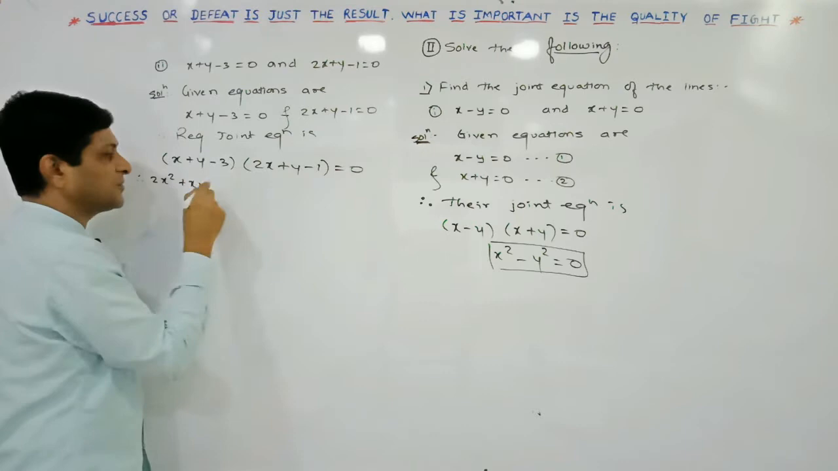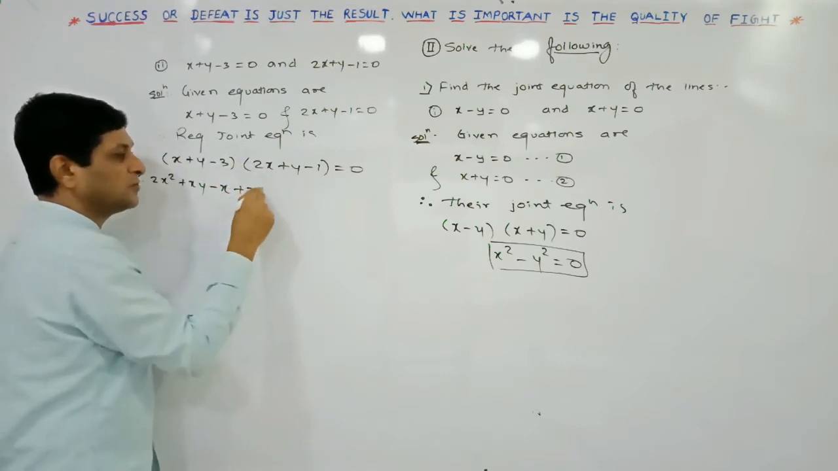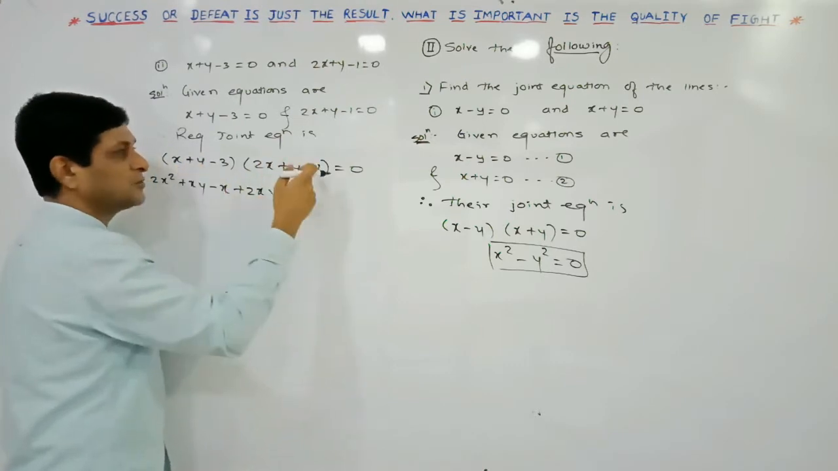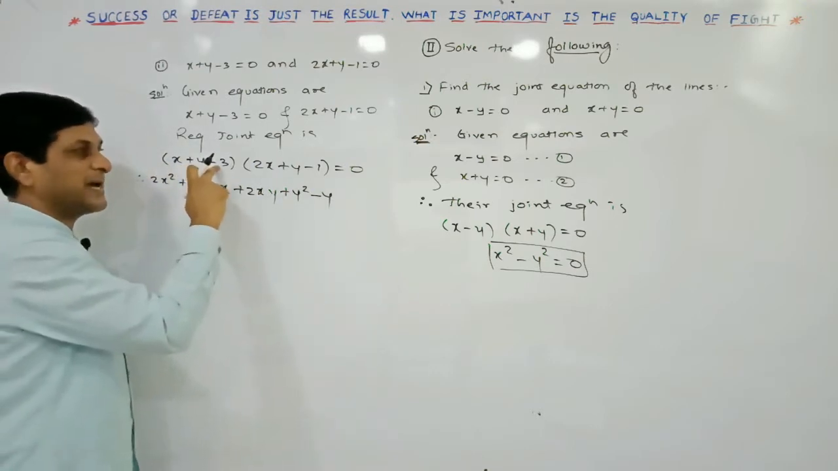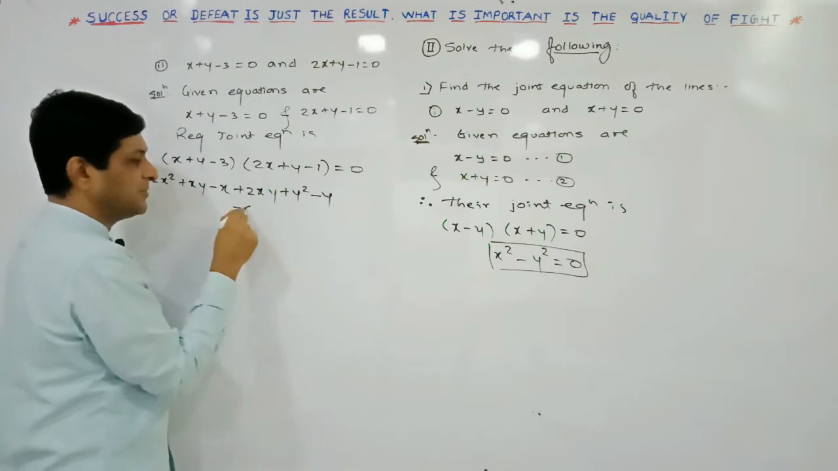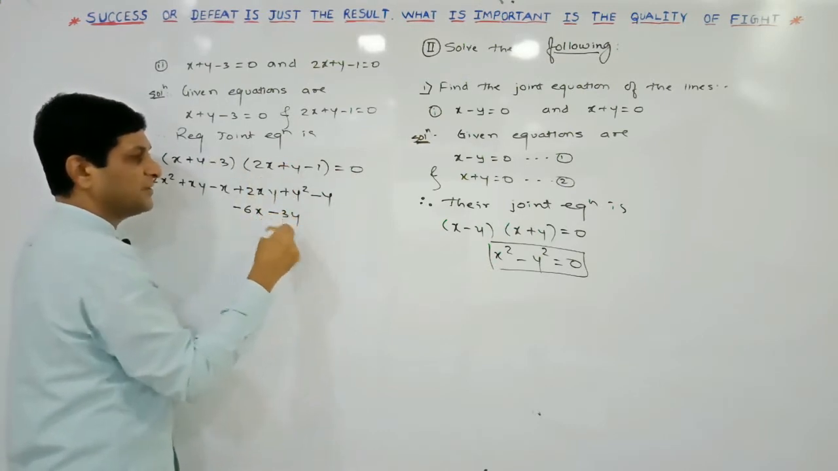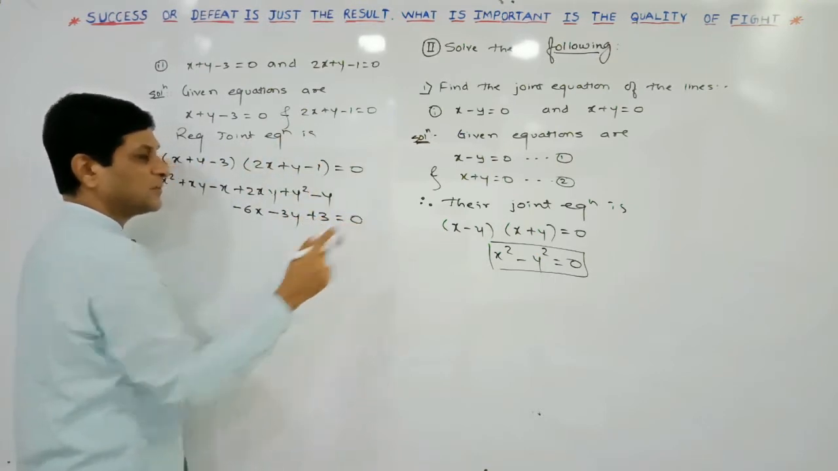X into minus 1 will be equal to minus x. Y into 2x will be equal to 2xy. Y into y is equal to y square. Y into minus 1 is equal to minus y. Lastly, let us multiply by minus 3 to all these three terms. Minus 3 into 2x will be minus 6x. Minus 3 into y is minus 3y. Lastly, minus 3 into minus 1 will be equal to plus 3 is equal to 0.